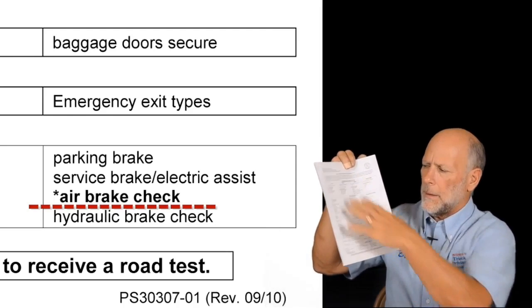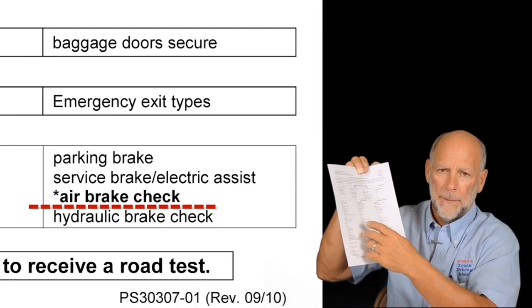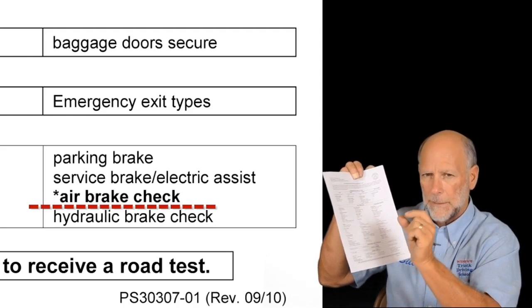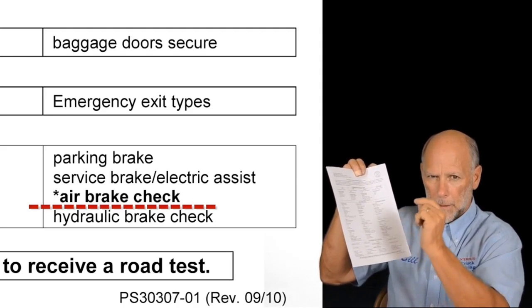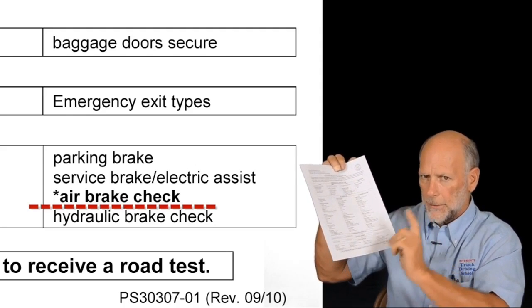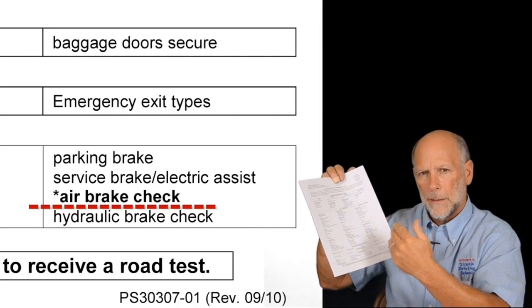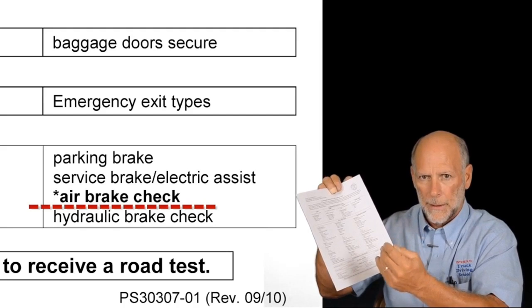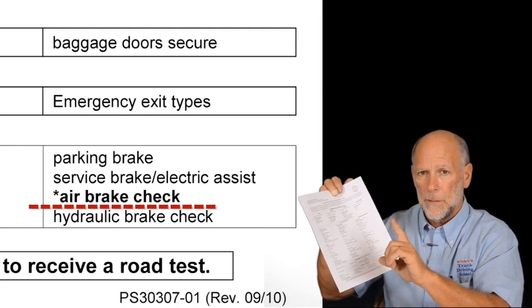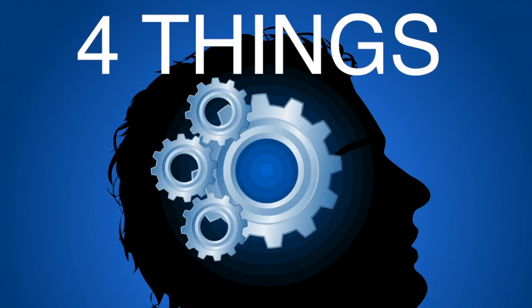And every other component on this checklist is identified specifically, component by component by component. But there's a difference here with this air brake check, because they list air brake check without telling you exactly what it is that you're supposed to check. And what you need to do is you need to memorize 4 things that need to be checked as a part of this air brake check process.